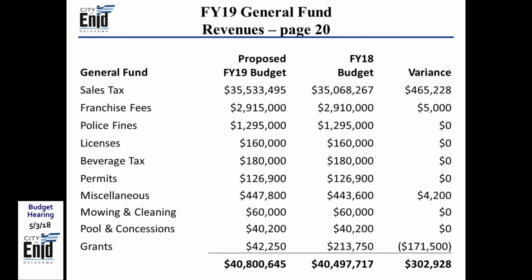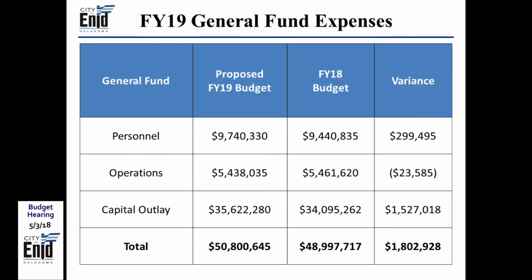Okay, move on to expenses for general fund. And these are the categories. We have personnel, operations, and capital outlay. You can see that we have an increase of $299,000 for personnel, which is a 3% increase there. Operations, we have a slight decrease, $23,000, mainly due to the removal of the J-Luce grant, which is a little over $200,000. And then just slight increases across the other departments.